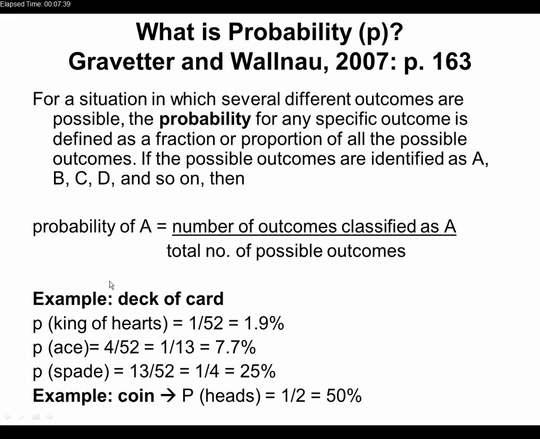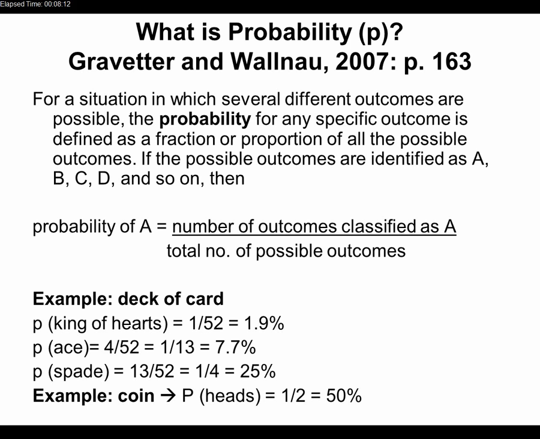Let's do an example. All right, grab a deck of cards, okay? The probability, how many king of hearts are in the deck? 1, right? And how many cards are in the deck? 52. So you take 1, you divide it by 52, you come up with 1.9%. Okay, let's take aces. How many aces? There are 4 of them. Okay, so you take 52 cards in the deck, and what we're doing here is just reducing this, and we come up with 7.7%.